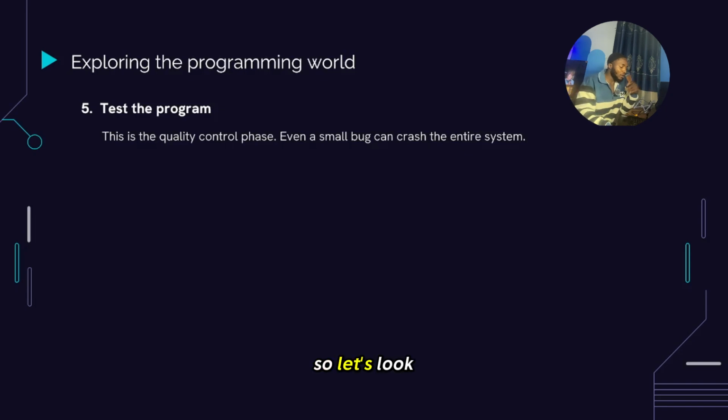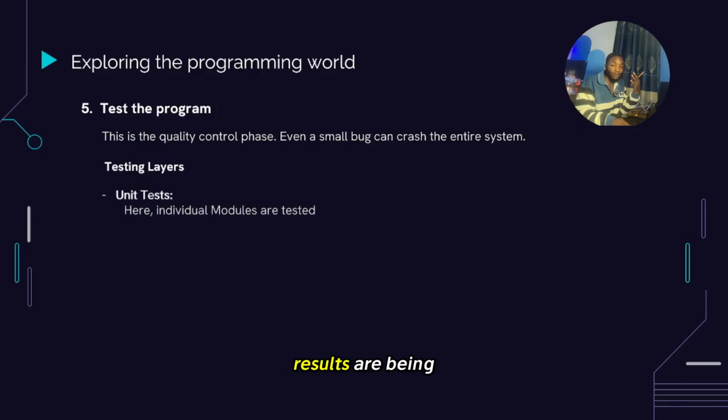So let's look at the fifth stage, which is testing the program. Once you have translated your program into machine code, you have to test and make sure that your program runs and the expected results are being met. Remember that a small bug or a small issue can crash your entire system.